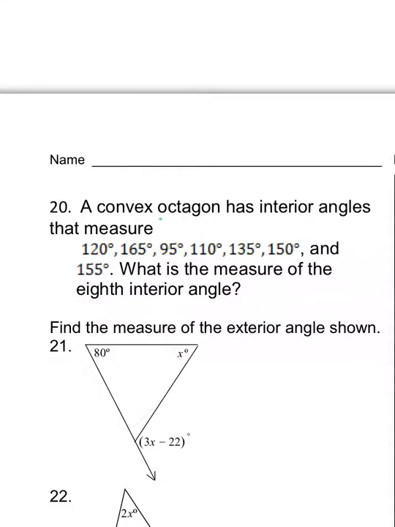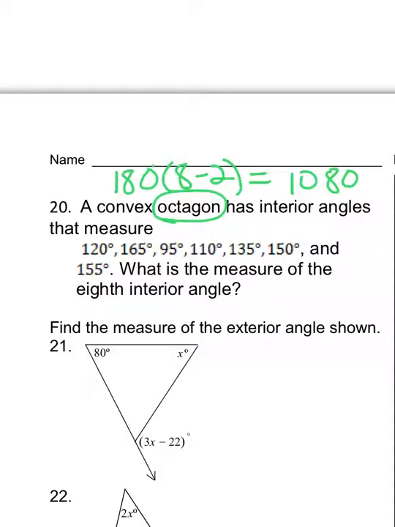Number 20 has an octagon that's 8 sides. So if I want to find out how much the interior angles add up to be, then I would have to put 8 minus 2, times 180, which turns out to be 1080. We'll use that number in a bit.